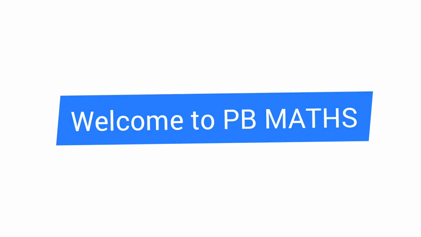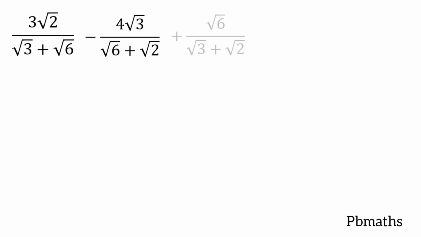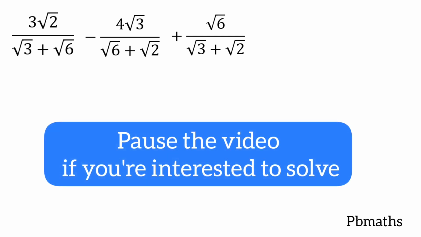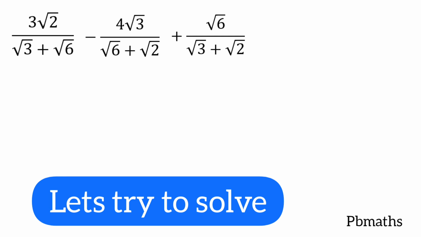In this video we are going to find the value of 3√2/(√3+√6) − 4√3/(√6+√2) + √6/(√3+√2). If you are interested to solve this problem, you can pause this video now and solve the question. Let's get into the solution.